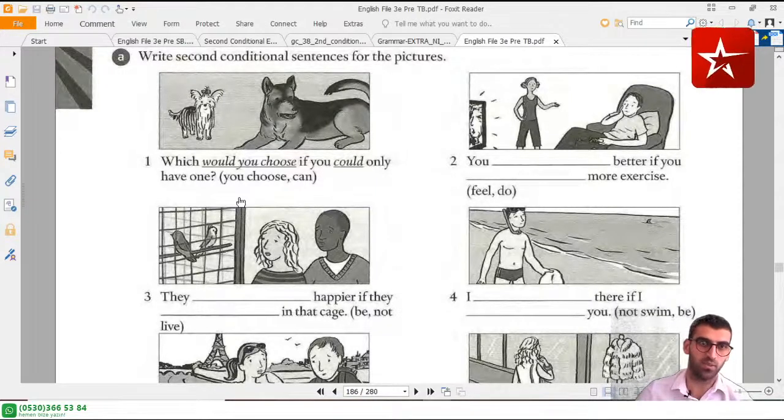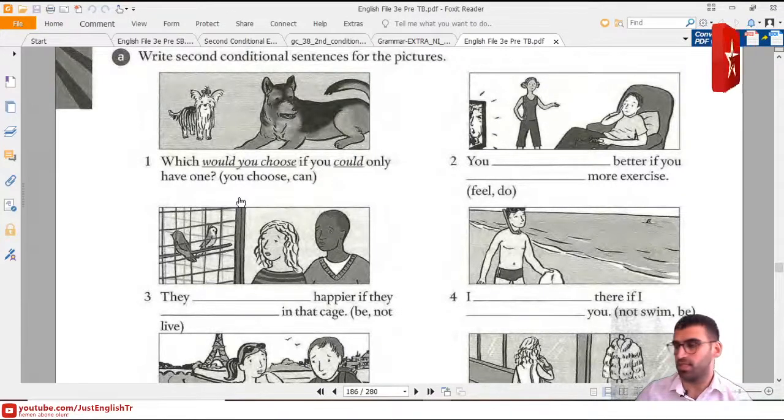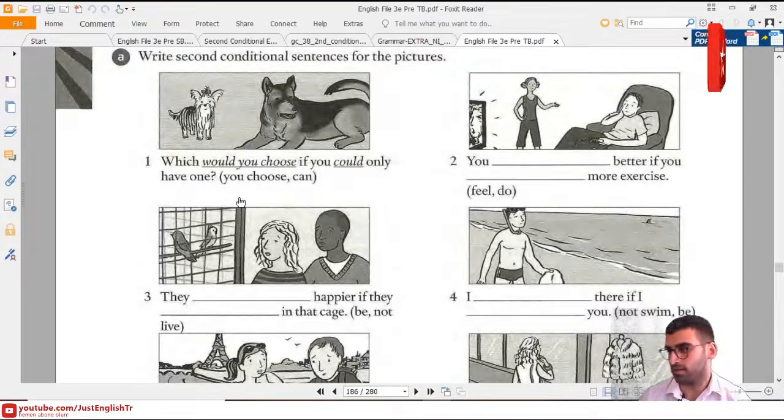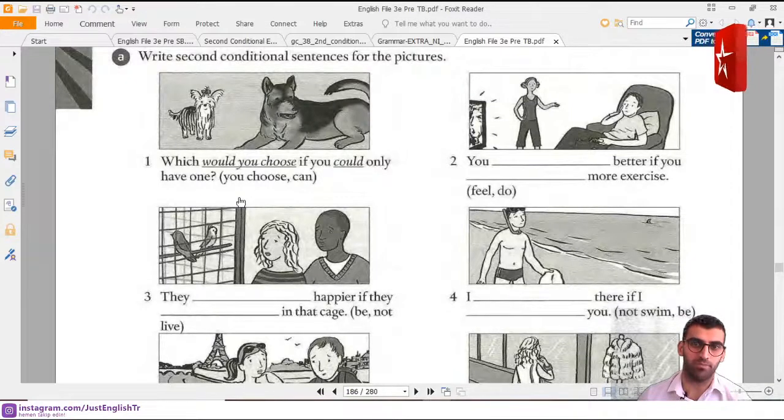And let's continue with another exercise from the English File book and write the second conditional sentences for the pictures. Number one has already been written here. Which would you choose if you could only have one? We have a wolf and what is it? It's a goat, I think. Yes, it's a goat. And number two.